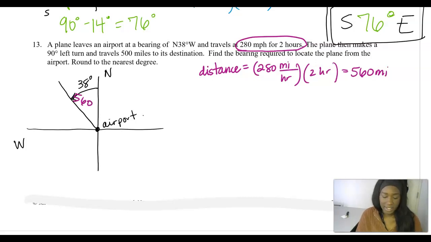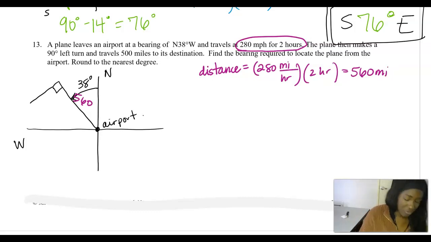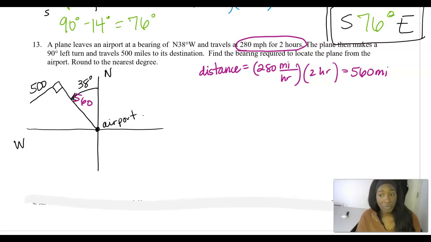They then tell us that the plane turns at a 90-degree angle to the left. So it made a 90-degree angle to the left, and it traveled an additional 500 miles. So I know that side of the triangle is 500. We're being asked to find the bearing required to locate the plane from the airport. So here is where the plane ends up. I'm going to come in and end that right triangle there.